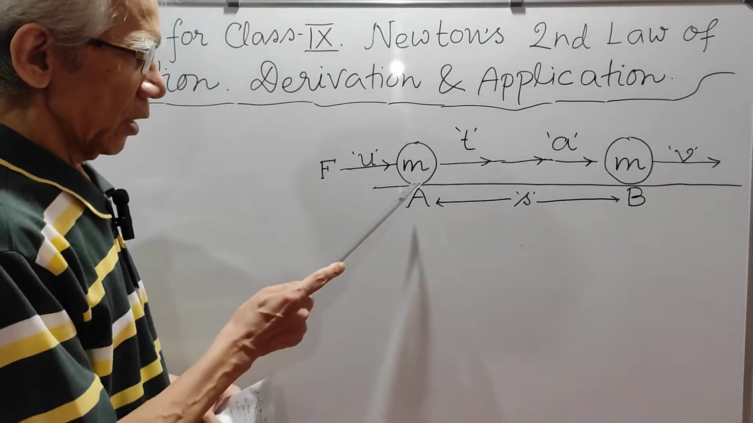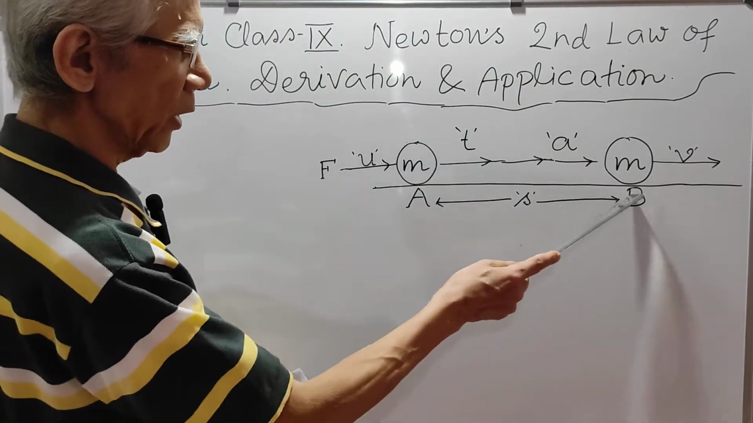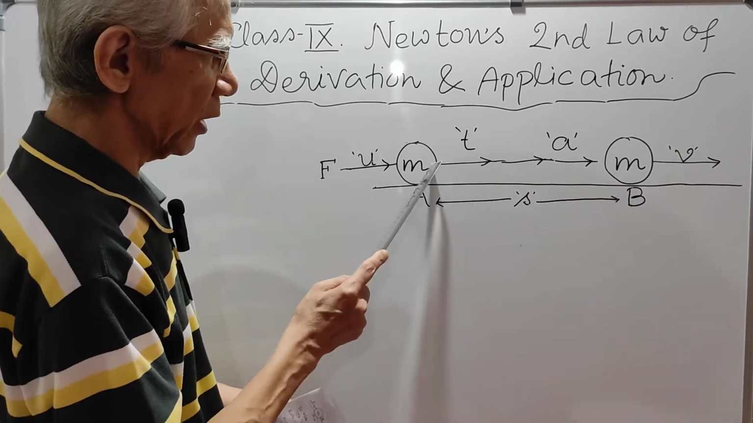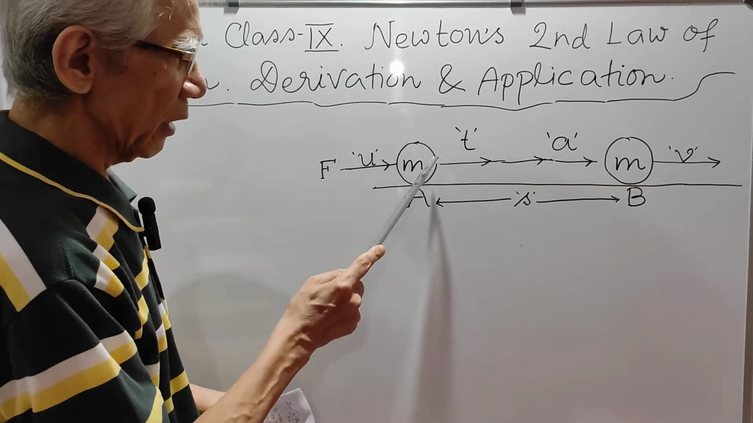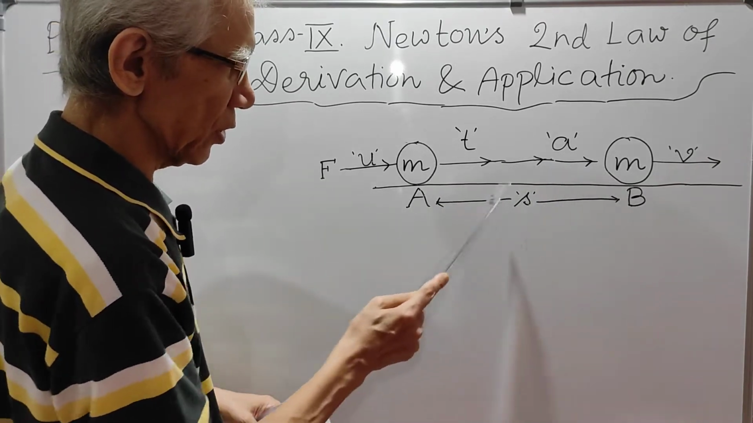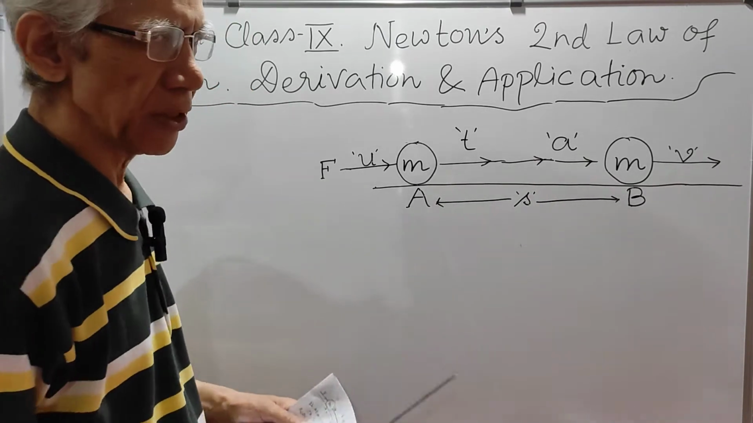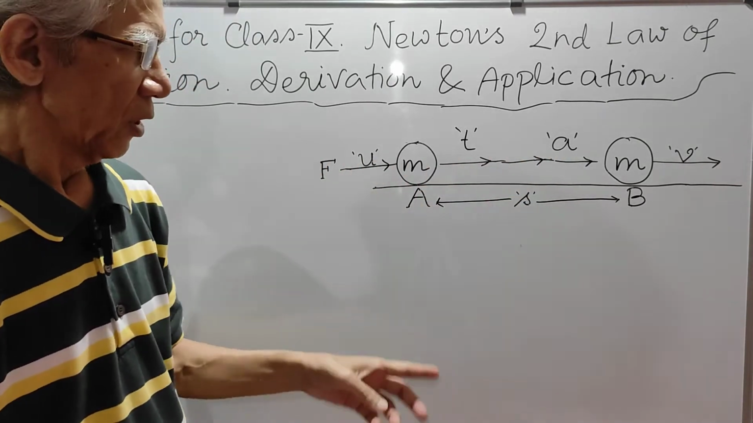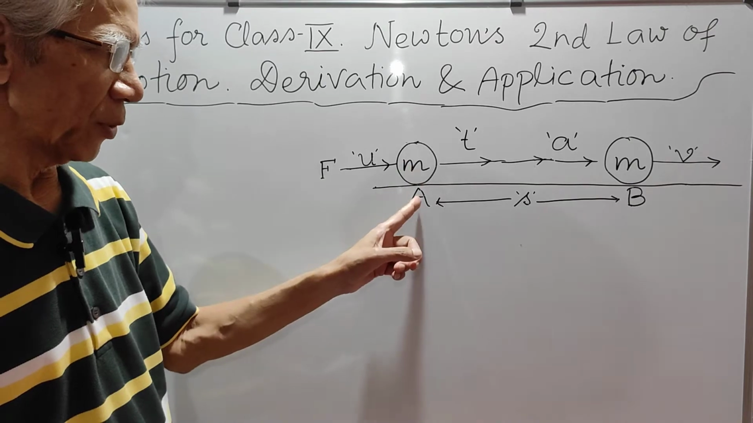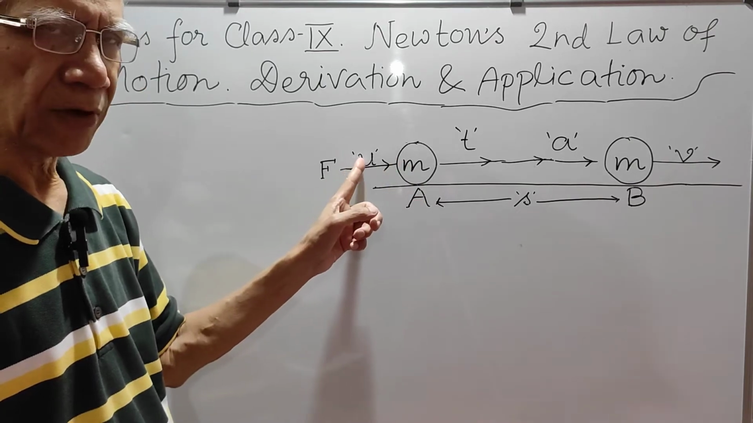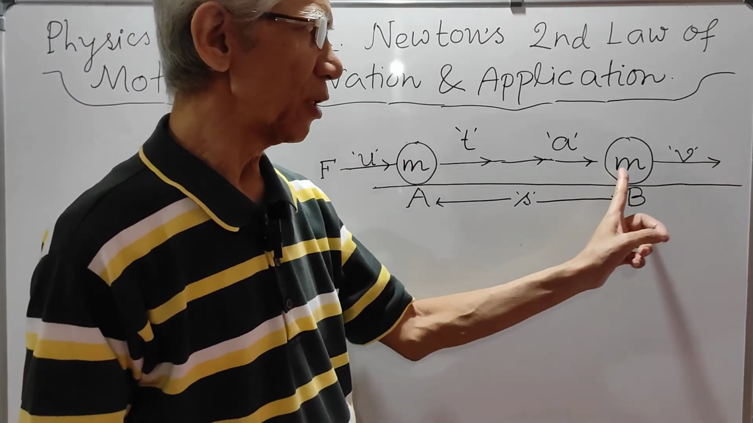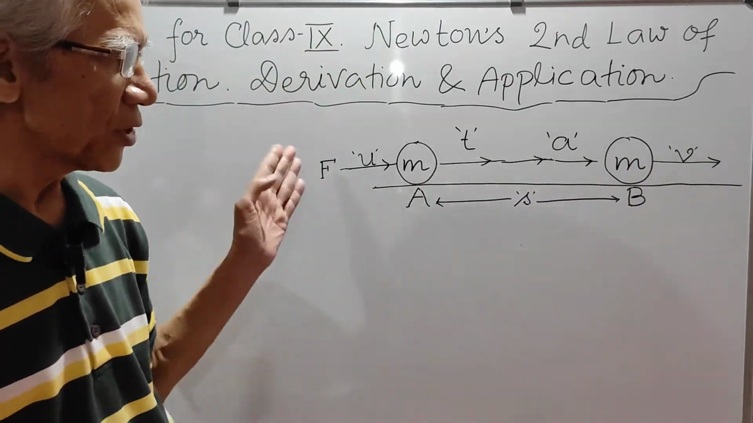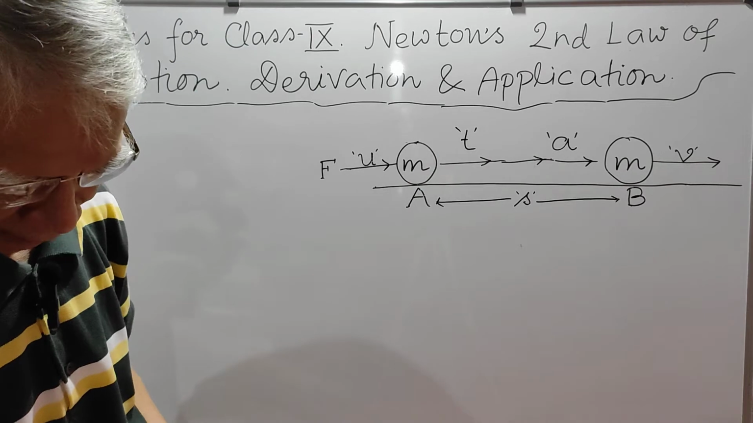So this body has moved from A to B through a distance s. From A to B, it takes time t, and during this distance s, the body has acquired acceleration a due to a constant force F acting on it. So before position A, the body was having uniform velocity u, and after position B, the body is again having uniform velocity v. All right. So this is the explanation of that diagram.